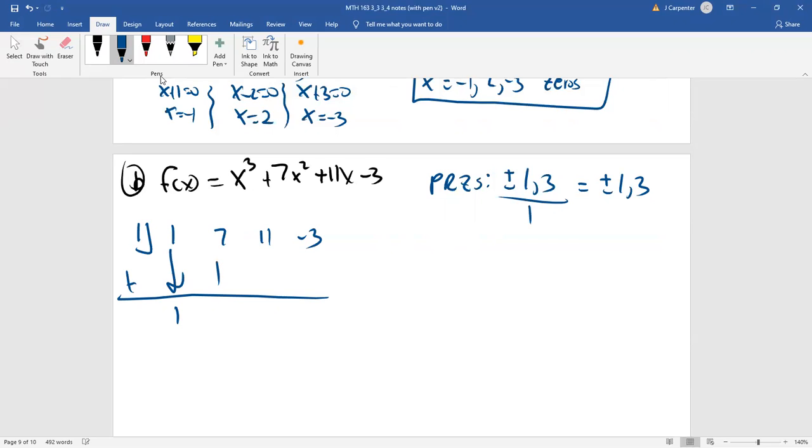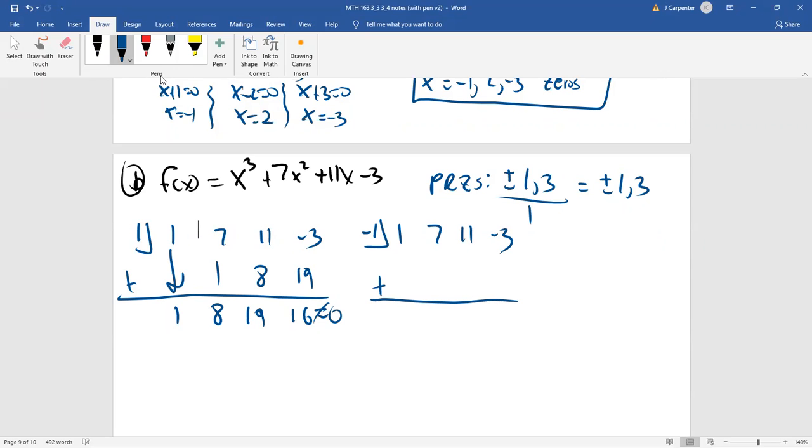Multiply by the 1, 1 times 1 is 1, 7 plus 1 is 8, 8 times 1 is 8, 11 plus 8 is 19, 19 times 1 is 19, negative 3 plus 19 is 16, which ain't 0. Remember, the goal is 0. Don't think you can figure out whether this is going to spit out a 0 initially. I've been doing this for more than 2 decades, and I still have a hard time predicting them. I get lucky every now and then in the prediction, but I've been wrong more than I've been right, admittedly. I got to do all the work, so you probably do too.